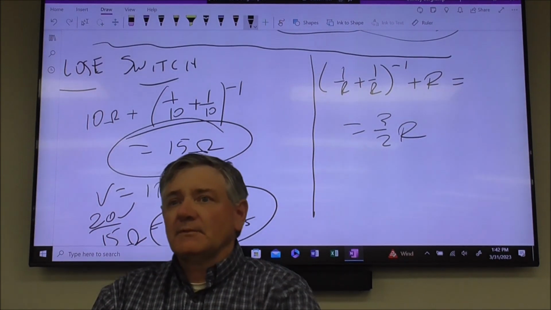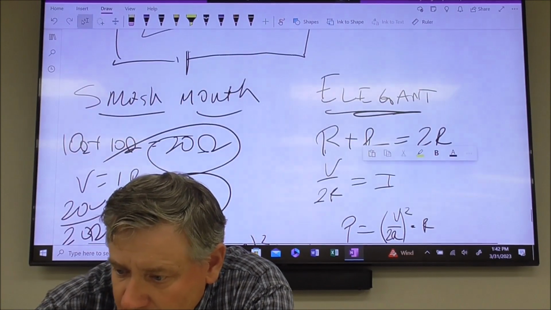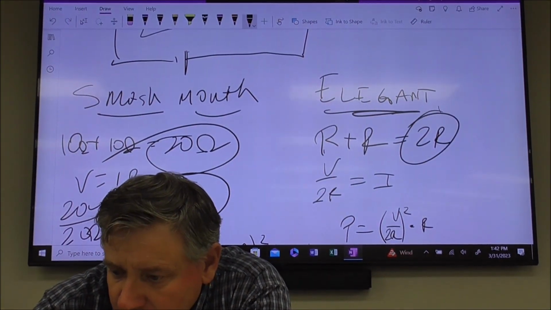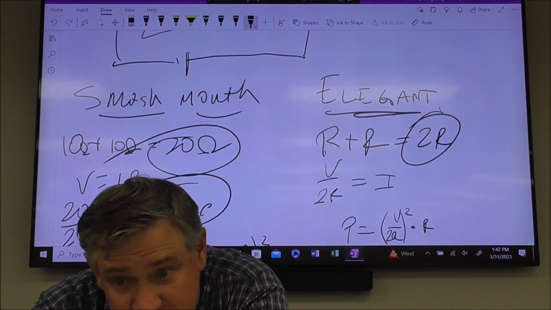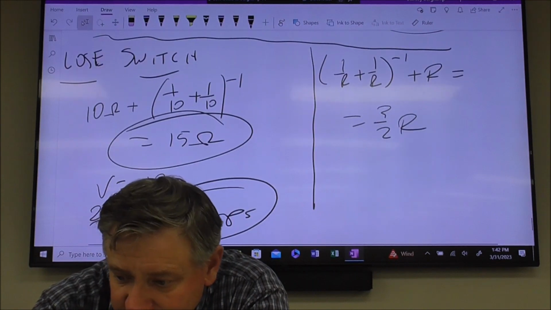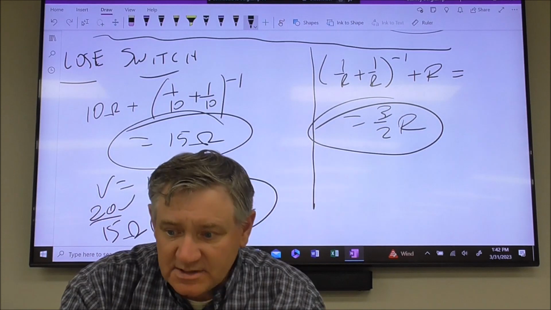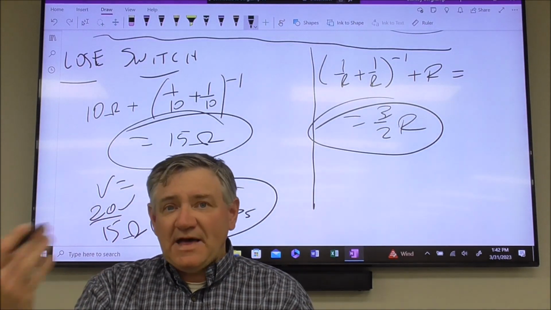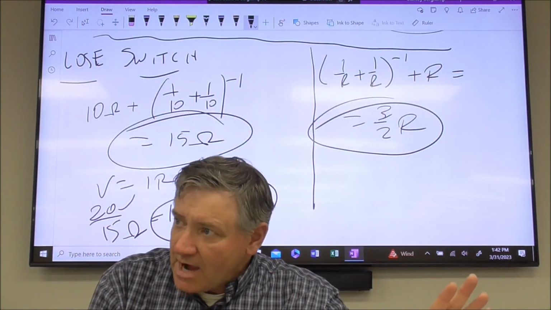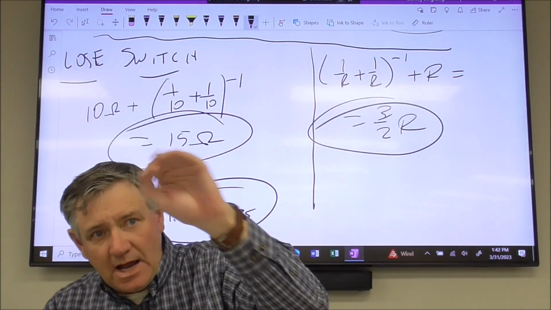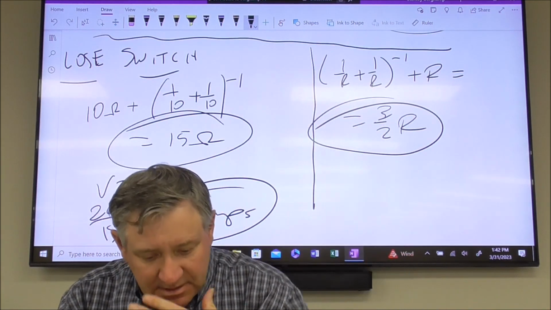So again, even if you're comparing on that elegant side, if it's just 2 that are in series, that resistance is 2R. If it's 2 that are in parallel and 1 in series, then it becomes 3 halves R. So that's the advantage of the elegant approach. You go, oh, I went from 2R to 1.5 R. It's easier to see that comparison.